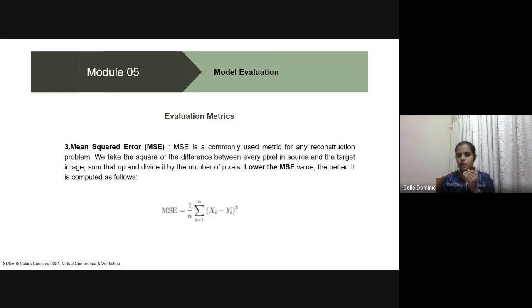Mean squared error is a commonly used metric for any reconstruction problem, and we take the square of the difference between every pixel in the source and the target image. Here, in this case, it will be the real MRI and the reconstructed MRI image. And then we sum that up and divide it by the number of pixels, represented by n. Unlike the other 2 values, for a better translation, we require a lower MSE value.